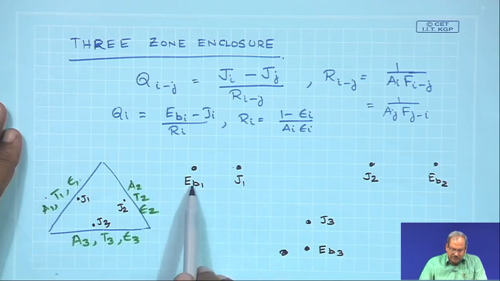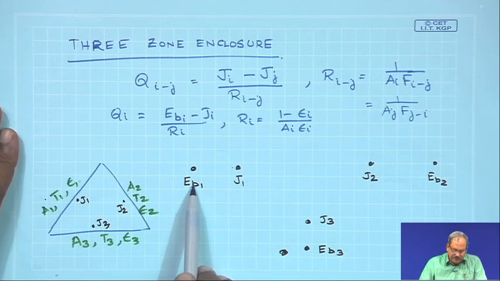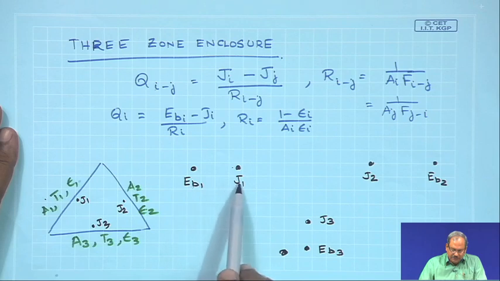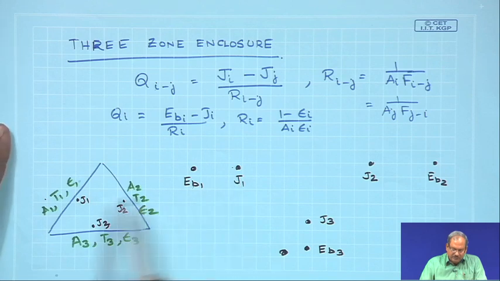For each of the surface, the potential, if it is a black body, is EB. The radiosity, since it is not a black body, is the amount of radiation energy which is coming out of the surface as observed by an observer standing outside of the surface. Similarly, EB2, J2, EB3 and J3.